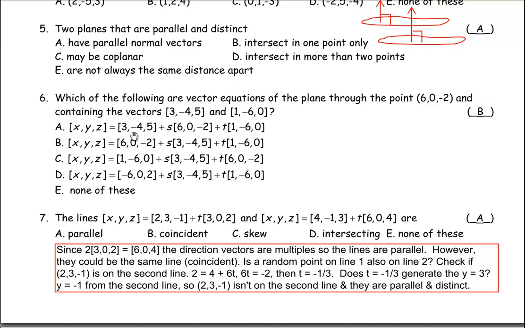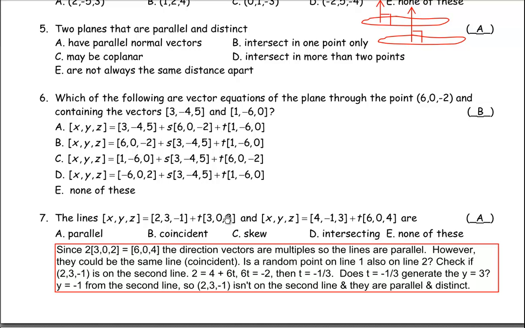A, for example, isn't, because the [3, negative 4, 5] is a vector in the plane. It's not a position vector of a point in the plane. And of course, the same idea. This one actually is okay here. But this one is not okay. Notice that the signs in the point have been switched. You can do that with a vector. That's okay. But you can't do that with a point. If 6, 0, negative 2 is on the plane, that does not mean that negative 6, 0, positive 2 is also on the plane. I suppose it's possible, but you're certainly not guaranteed that that's the case.